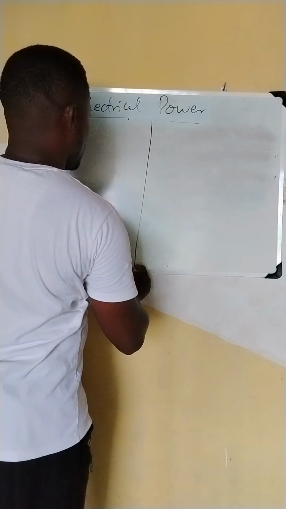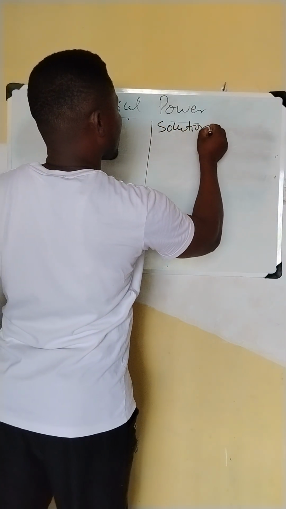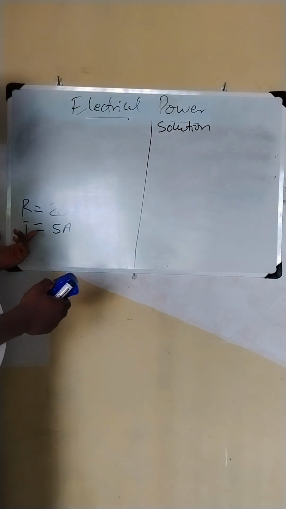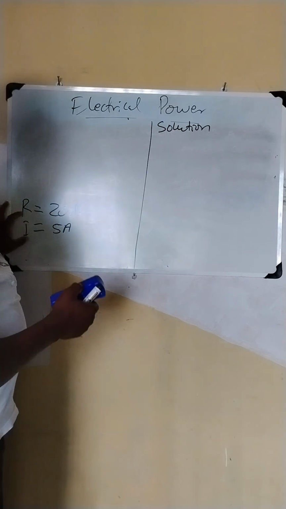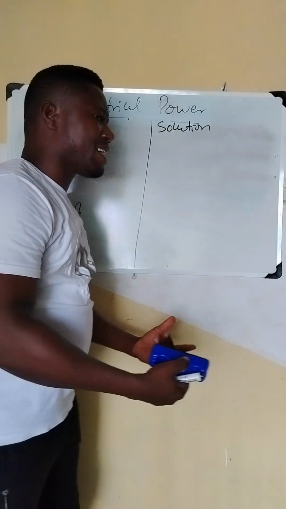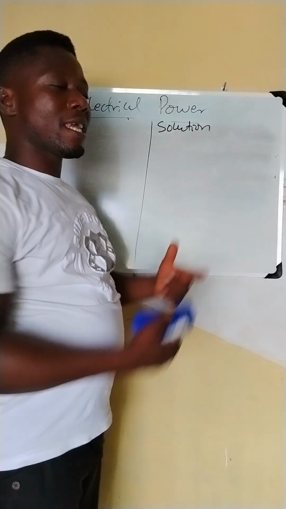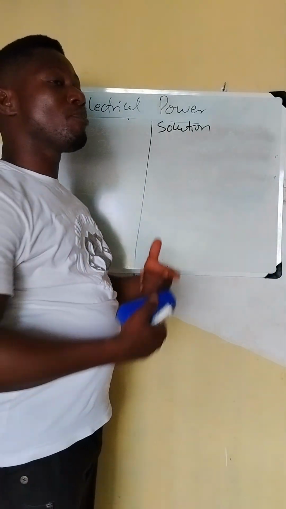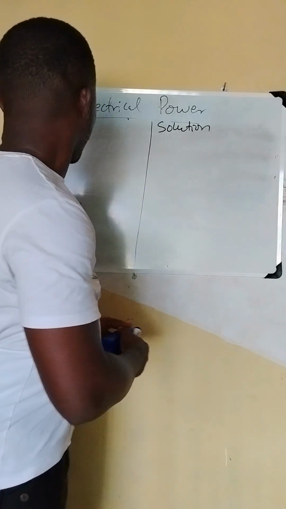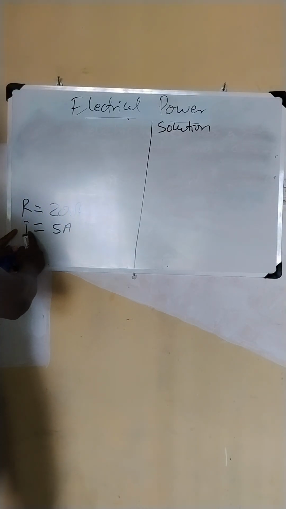Okay, let me divide the board by 2. Let me write it here. Now, solution. Power here should be expressed in terms of current and resistance. If you look at the formulas of power, I wrote about 3. One, P is equal to VI, then P is equal to I squared R, and also P is equal to V squared over R. So which formula suits the information given here? You have I and you have R.